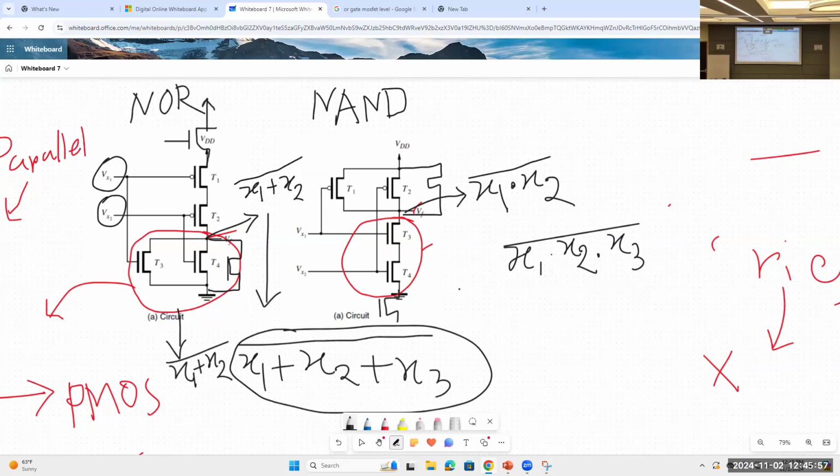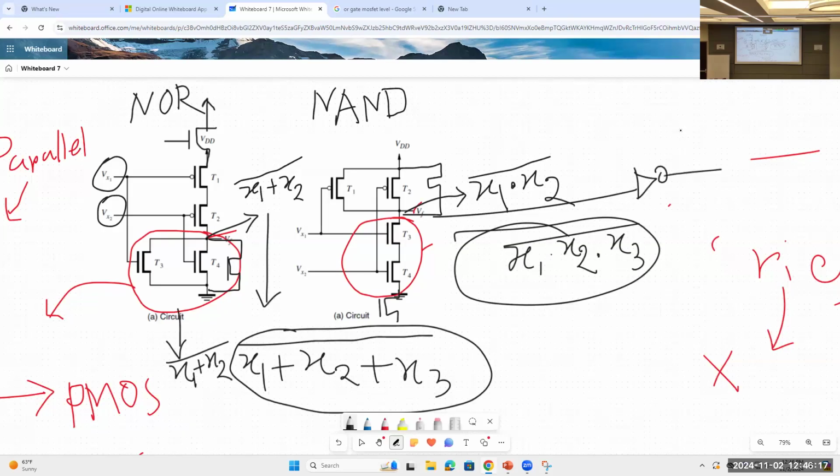So these are 3 inputs. If we use 3 NMOSes and 3 PMOSes, this circuit will be called a 3 input NAND gate. And from a NAND gate we know we can get an AND gate, by just inserting a NOT gate here, and we will get the AND.